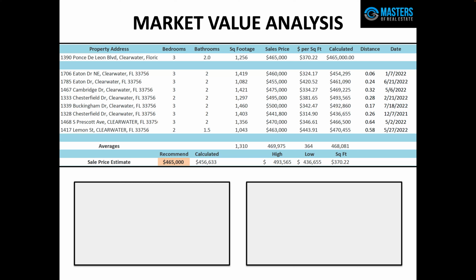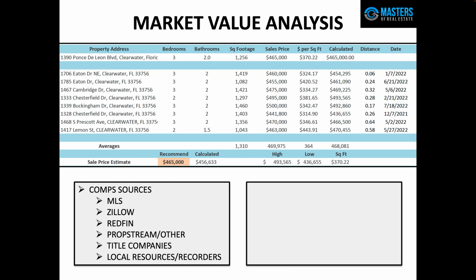Does your property have a pool in it? Does your property have a basement in it? Does your property have a deck or a view, or being on the wrong side of the street? What is your property that you're comping out in comparison to these other ones, and make those detailed adjustments to each individual comp to come up with your general estimate. And you can see here in this estimate, we were looking at about a $465,000 estimated market value.